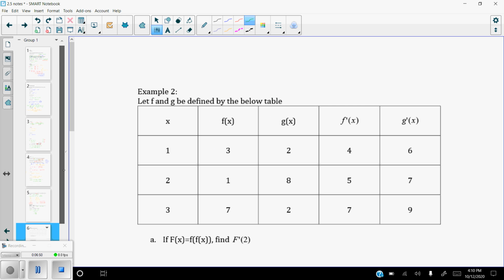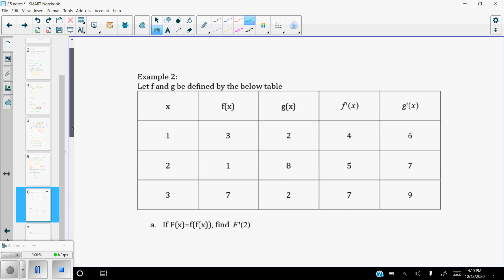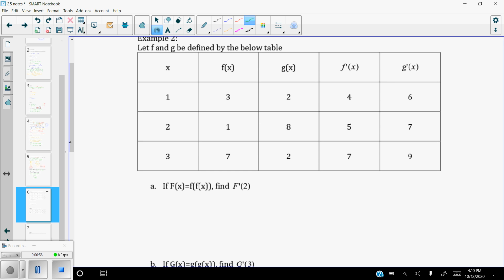Okay, moving on. Now we're given some information in a chart form, as opposed to just written out like it was last time. So what you can see in your chart is you've got X values 1, 2, and 3. You've got a bunch of F of X, G of X, F prime, and G prime values in that chart. So you have to be able to read the chart as well as be able to do the calculus. First one says, if capital F of X is lowercase f of lowercase f of X, that's not weird or anything, find capital F prime of 2.